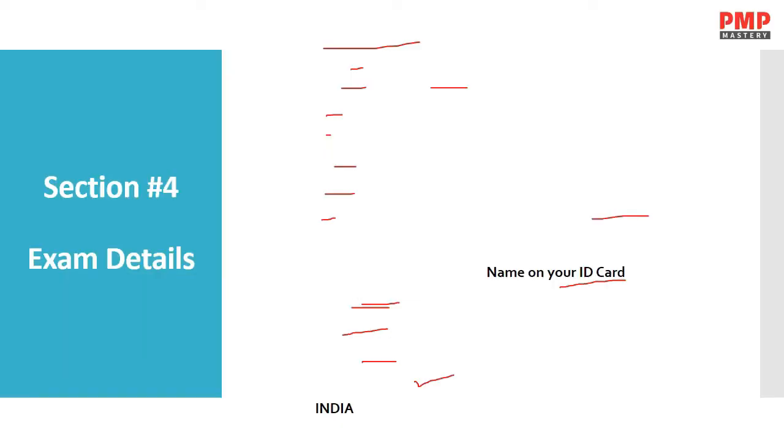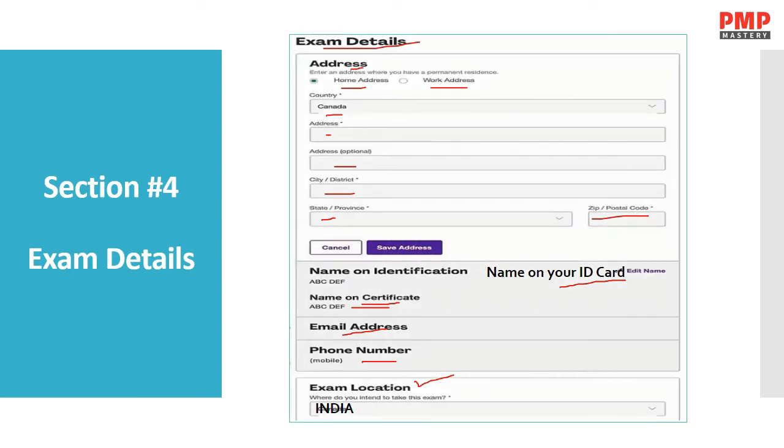And here let's talk about section 4, that is exam details. Here you can see exactly the same format that you will be seeing on the PMI website. What you are going to fill in for exam details is your address. You can select home address or work address, whatever you want to give, and provide the details here. So your country name, address, optional address, city, district, state, province, and the postal code also you can provide, and just click on save address. It will save in the database.